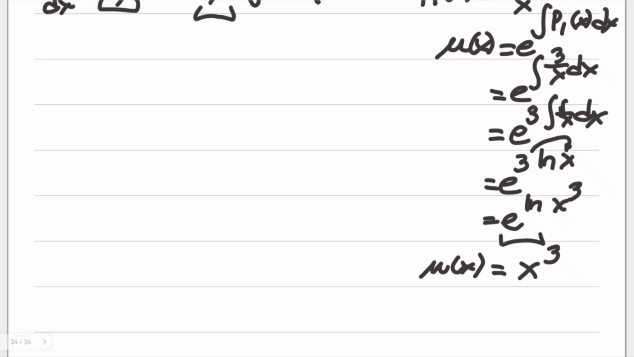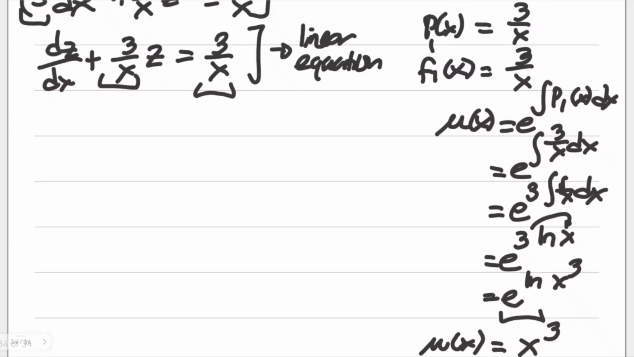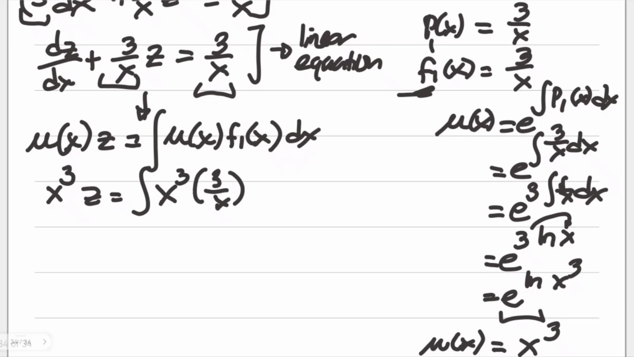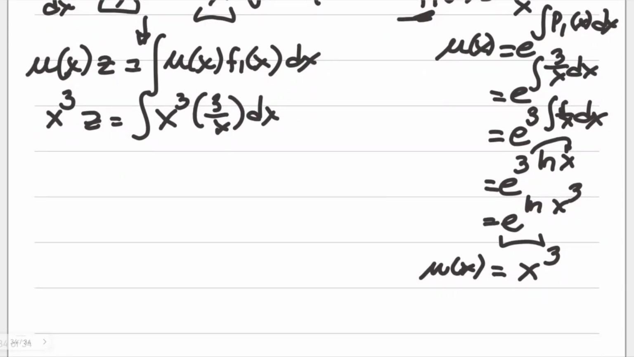You just need to review some of our videos on our channel as well, because we're already discussing that. So with this, we can solve for z using this expression: mu of x times z, instead of y, is equal to the integral of mu of x times f sub 1 of x, not the other one, but this here, dx. Okay, let's continue. So this is x cubed. The next form will be z equal to, you have here x cubed, f sub 1 of x is 3 over x dx. Right? So this would be simplified.